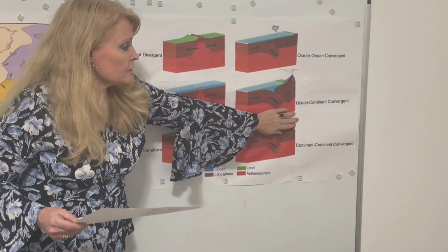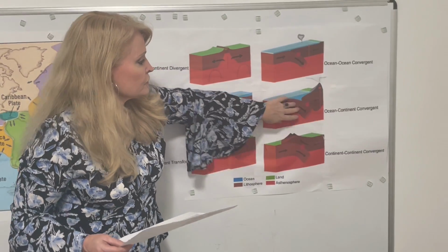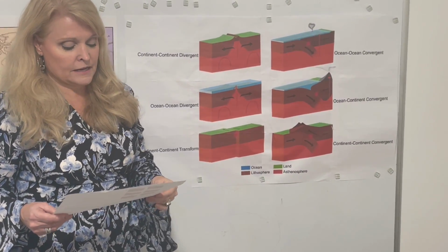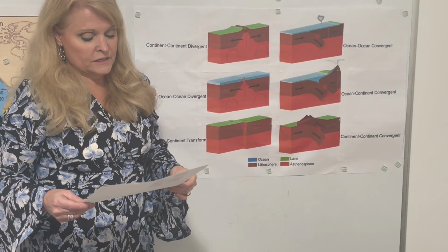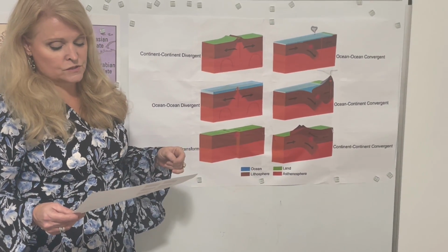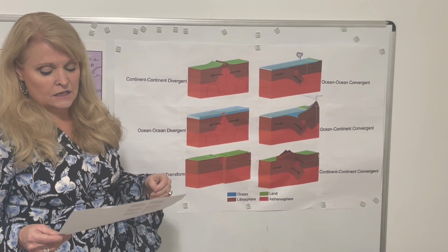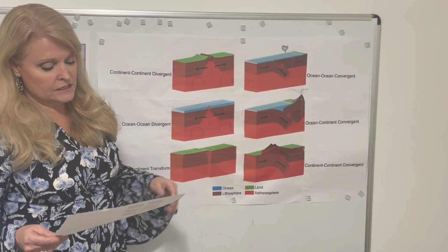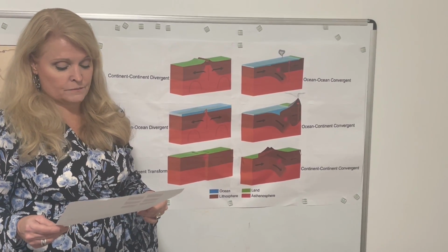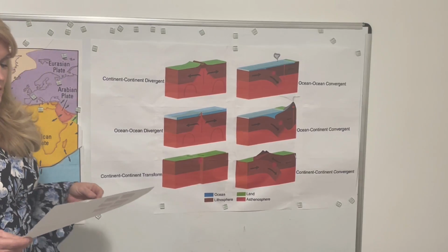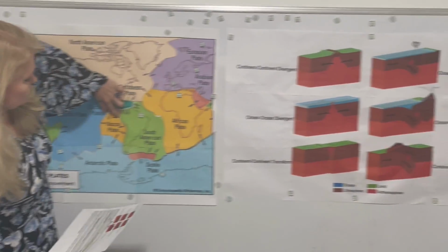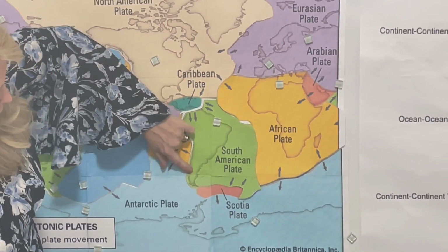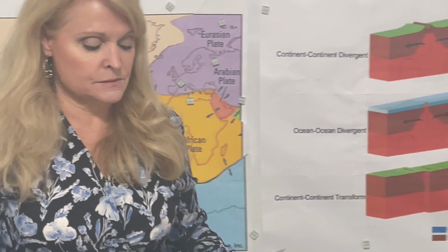On this part right here, you've got the ocean-continent convergent. Oceanic-continental convergent boundaries occur when a tectonic plate primarily composed of oceanic lithosphere collides with a plate of continental lithosphere. An example of an ocean-continent convergent boundary is the Nazca plate under South America. So right here, this is what created the Andes Mountains.